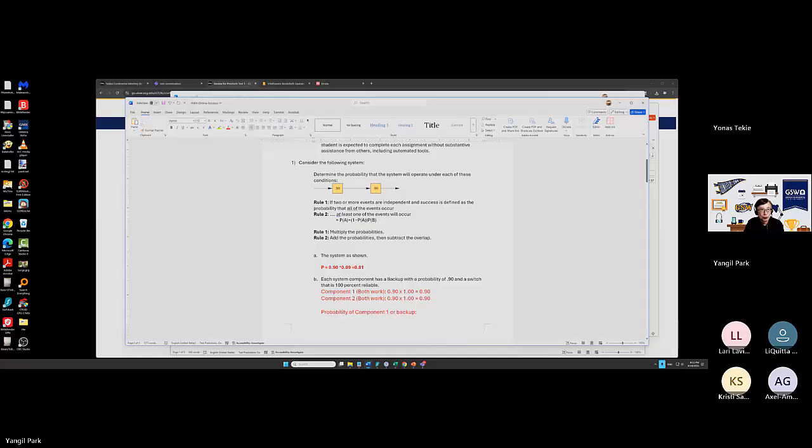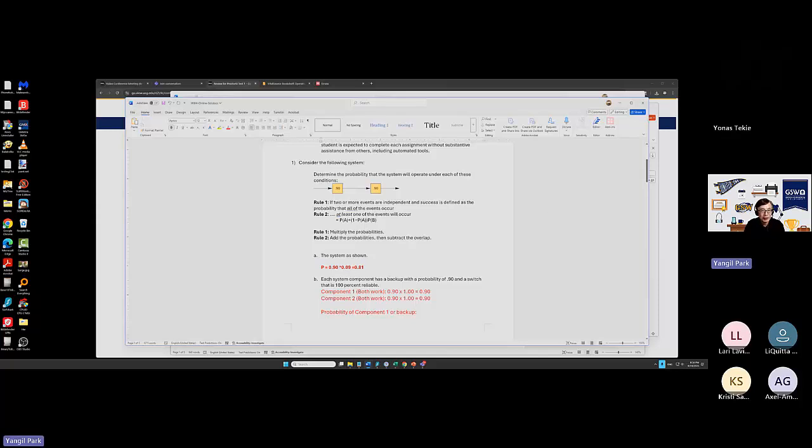So question number 1, under A, we're going to find the probability this system will work under these circumstances, which is 0.9, meaning 90% of the time it works. Then all you do is multiply 0.9 by 0.9, which gives 81%, and both of them will work.